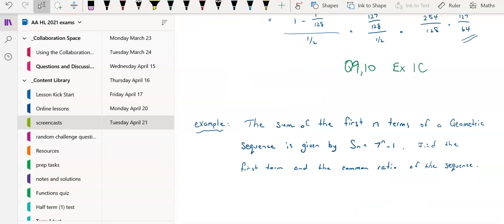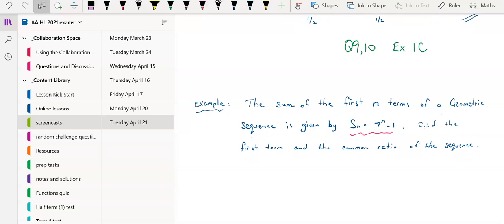Okay, one more example, the sum of the first n terms. So another one of these questions where we're given the sum of the first n terms rather than the nth term. And from here, we need to find the first term and the common ratio of the sequence. So what do we do in these situations? We just find S1 initially, which is just 7 to the power of 1 minus 1, which is 6. So that must be our U1. Find S2. That's the next thing to do. What's the sum of two terms? 7 squared is 49, 7 squared minus 1, which is 48.